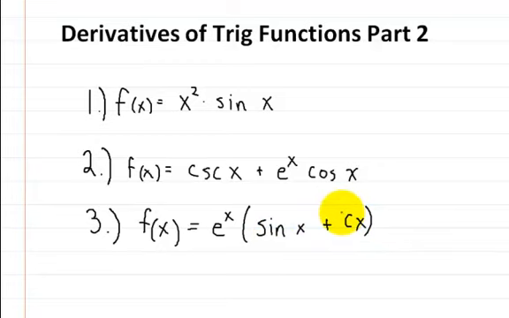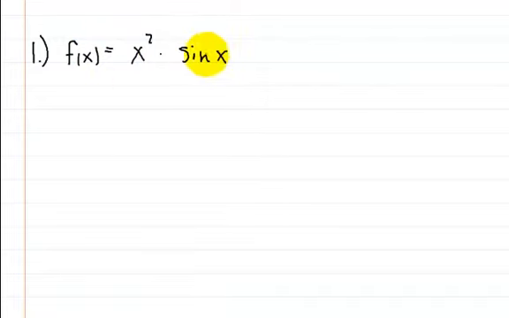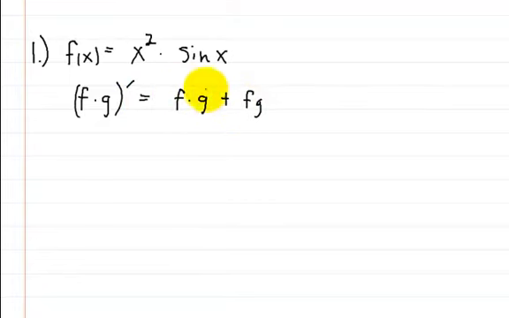So let's get started and do the first one. Number 1. Here we have f(x) = x² sin(x). When we're doing this one, we're going to use the product rule, which is for multiplying two functions and taking the derivative of them. You're going to do f' times g plus f times g', the derivative of the first one and the derivative of the last one.